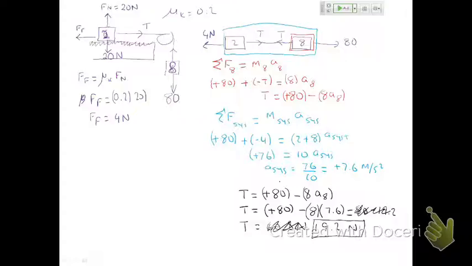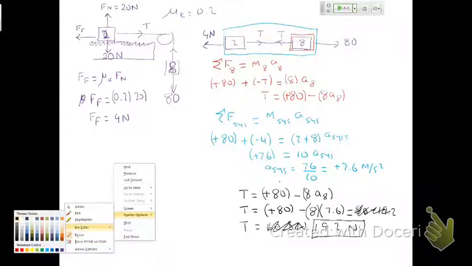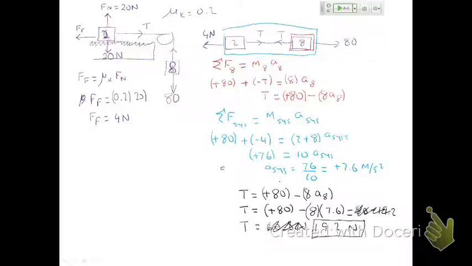Let's go here. Let's go to pointer options, to ink color. Let's go back to black. And a8 is equal to a system. Let's put that there so that's still there. Let's get ourselves a little bit of space.